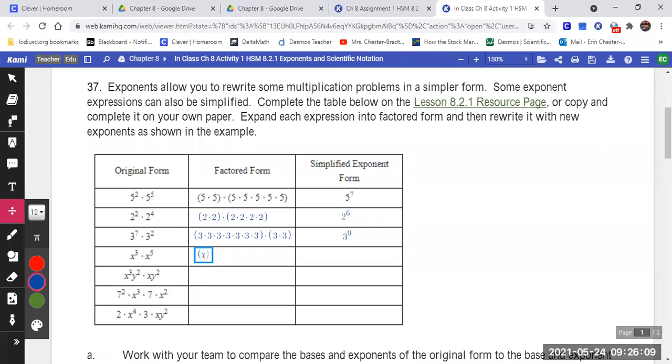Parentheses, X, shift 8, X, shift 8, X. Remember, that's where we get our dot from. And then we do another dot, because that was the dot between these two. And then what's the next parenthesis say?